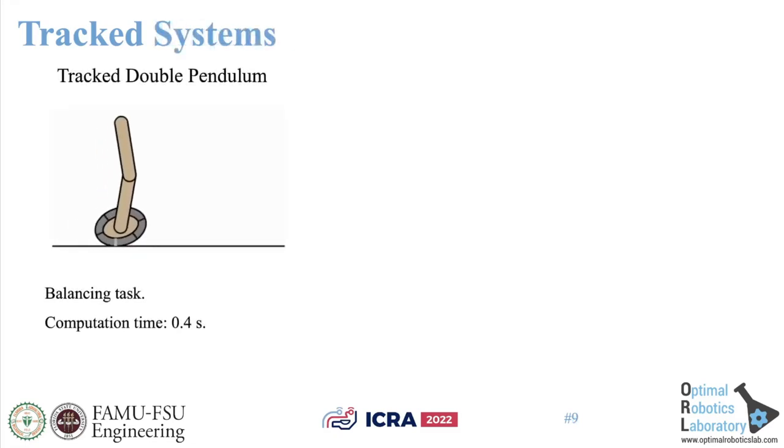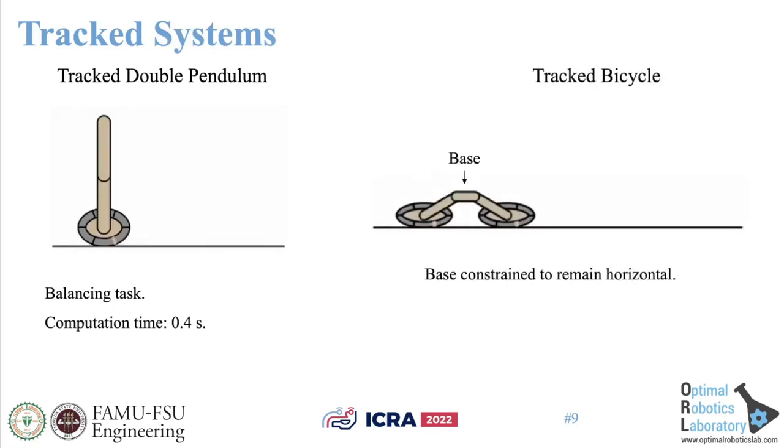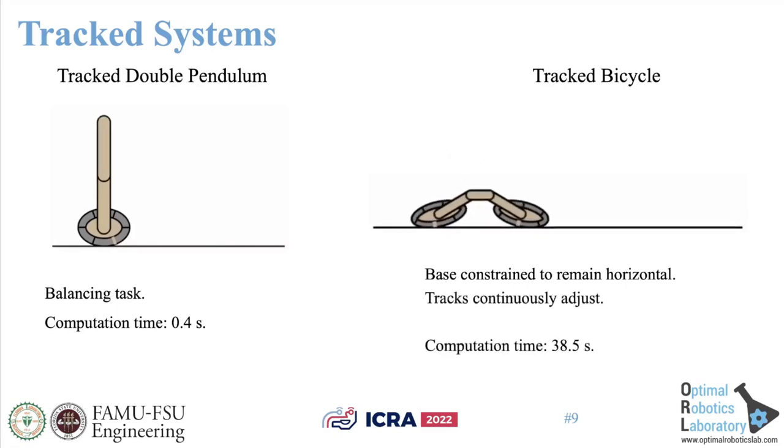Next, we have a tracked double pendulum performing dynamic balancing. We also implemented a tracked bicycle. The base is constrained to remain horizontal, and the tracks continuously adjust to achieve this. These results show the variety of behaviors that can be achieved with our formulation.